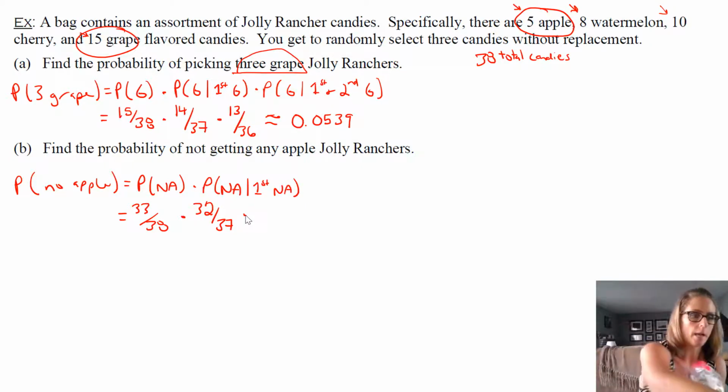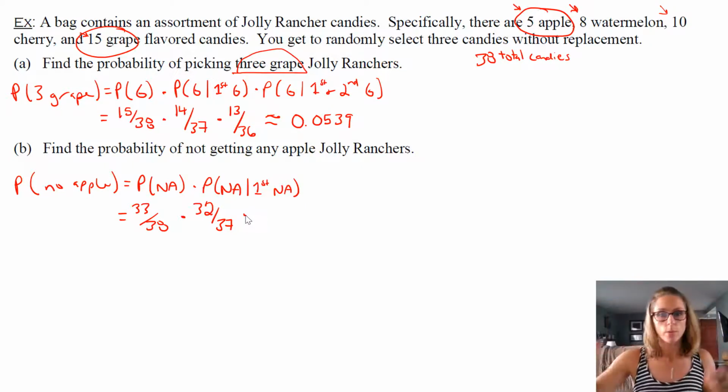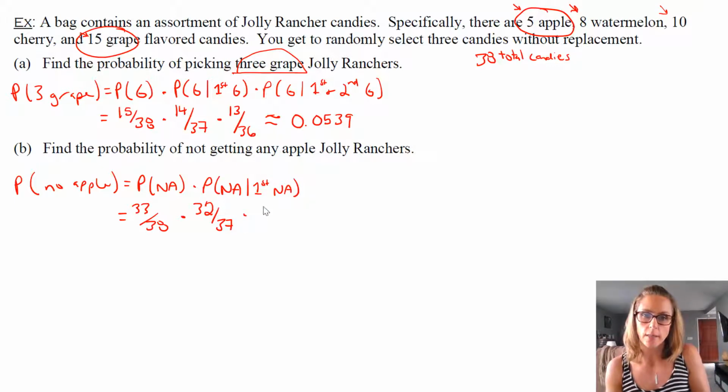Okay, another one that's not an apple. And then we do it one last time because we're picking 3 candies. I think you can see the pattern here. So left in the bag are 31 that are not apple and 36 candies in the bag.